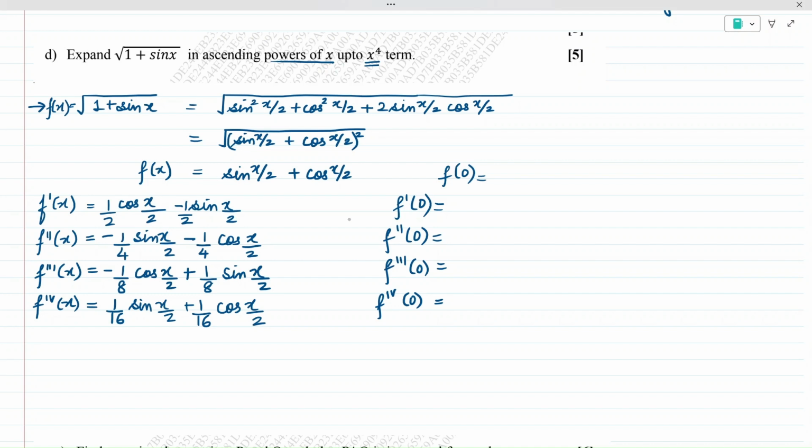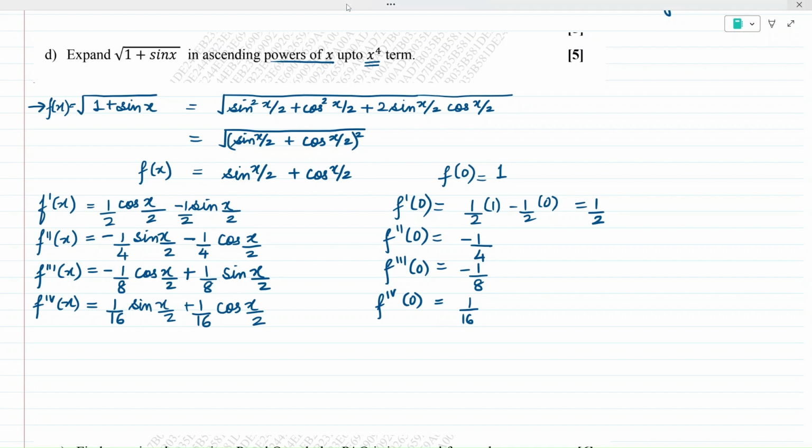And we know that sin 0 is going to be 0 and cos 0 is going to be 1. So f of 0 will be 1. F dash will become 1 by 2 because 1 by 2 into 1 we get, and negative 1 by 2 into 0 becomes 0. So this is leaving me with 1 by 2. Next time, understand, only the coefficients of cos will remain, the sin ones become 0, so here negative 1 by 8 because that's the term with cos, and plus 1 by 16, that's the term with cos again. So this is what is remaining.